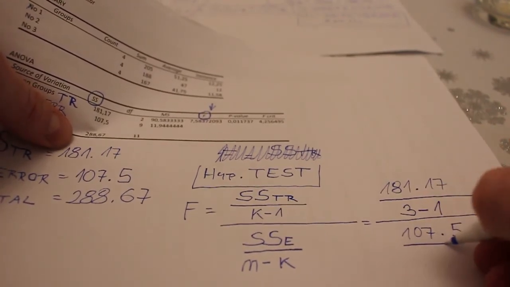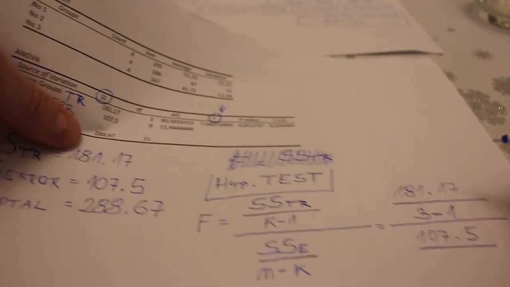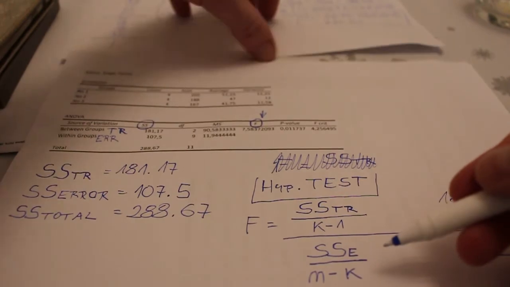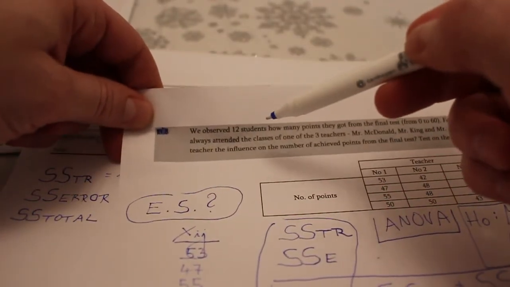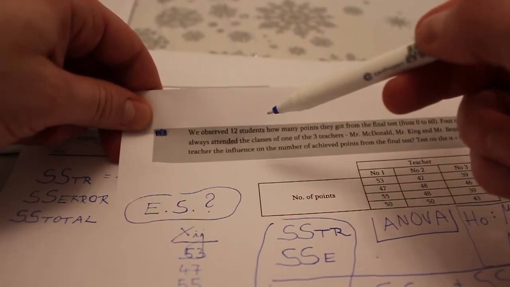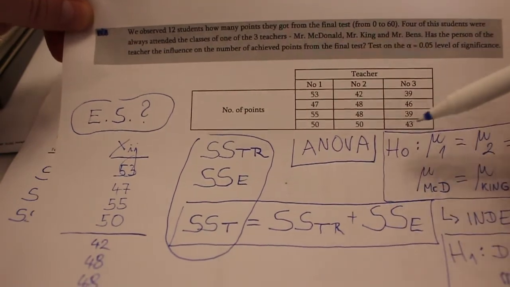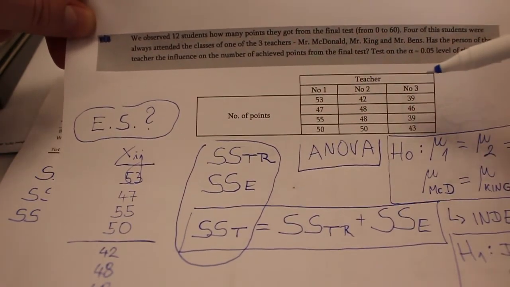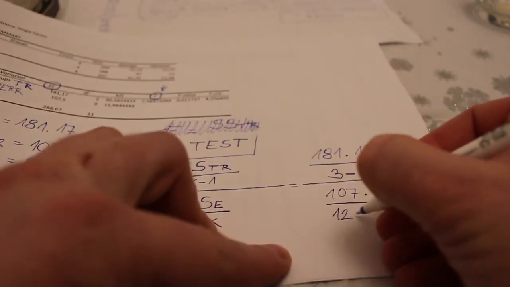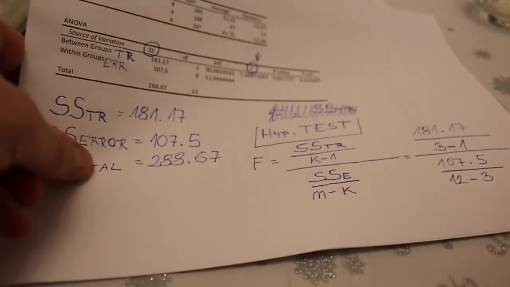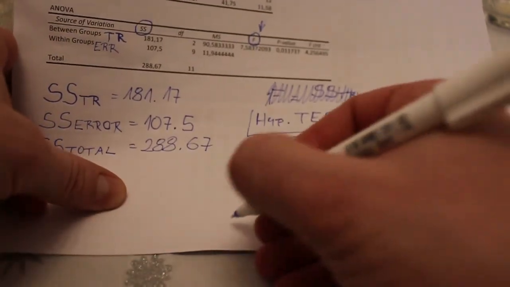107.5 divided by n minus k. n is the number of observations. There was written that we have 12 students, so the number of observations is 12. 12 students minus 3 teachers, so there is the value 12 minus 3. Okay, and that's all. And the result will be the Fisher F statistic.